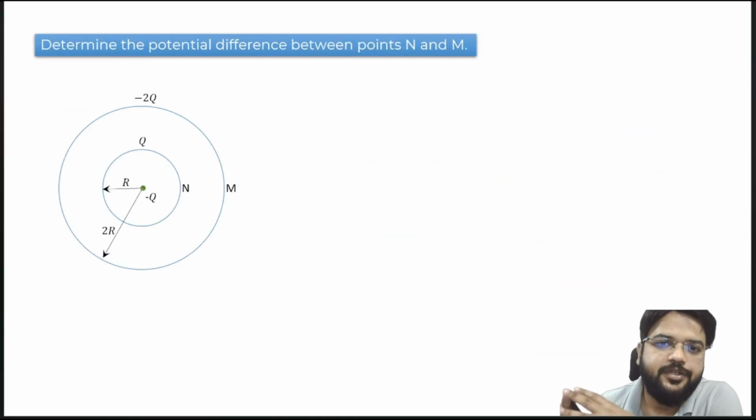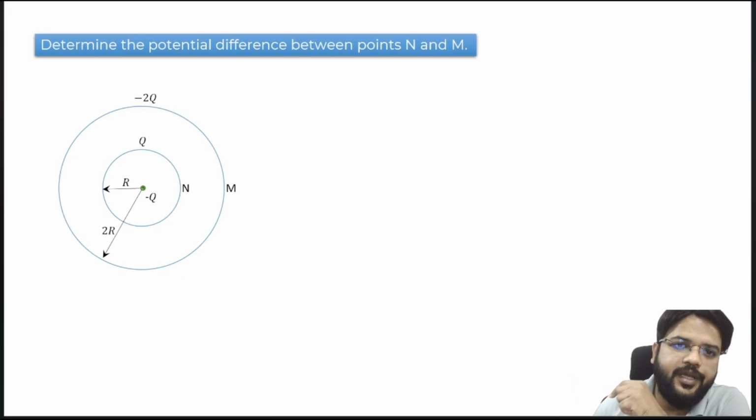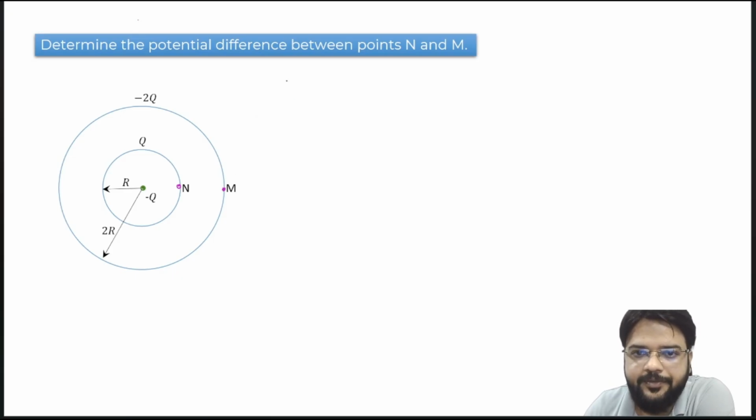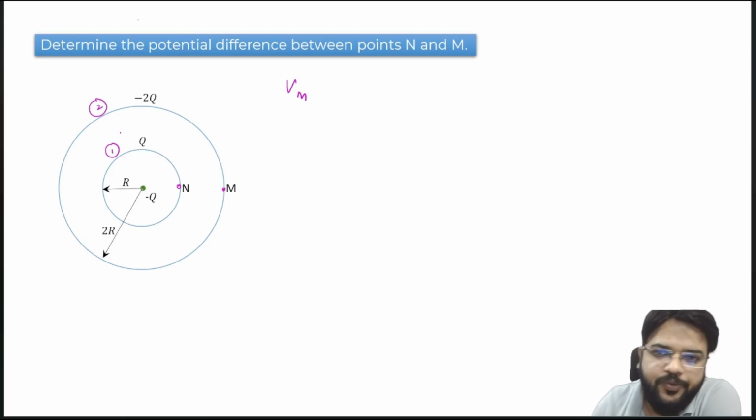Let's see the next question. Determine the potential difference between the point N and M. So here we want the potential difference between N and M point. Let's see how we can determine it. First of all, we will write the potential at M point. Here we have two cells, cell number 1 and cell number 2. M point is present on the surface of cell 2.